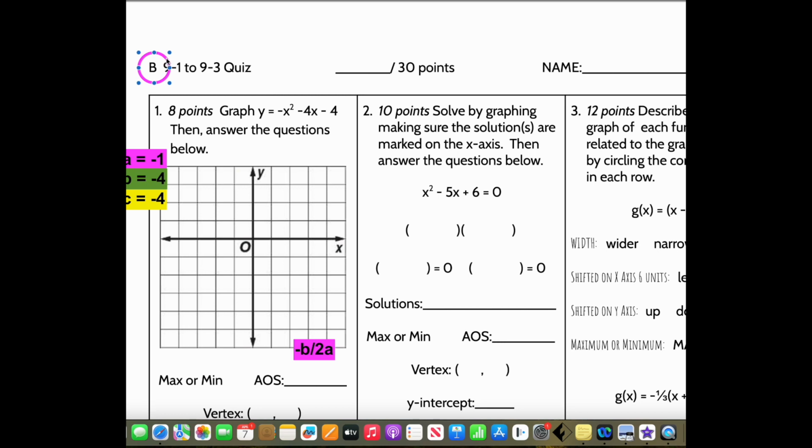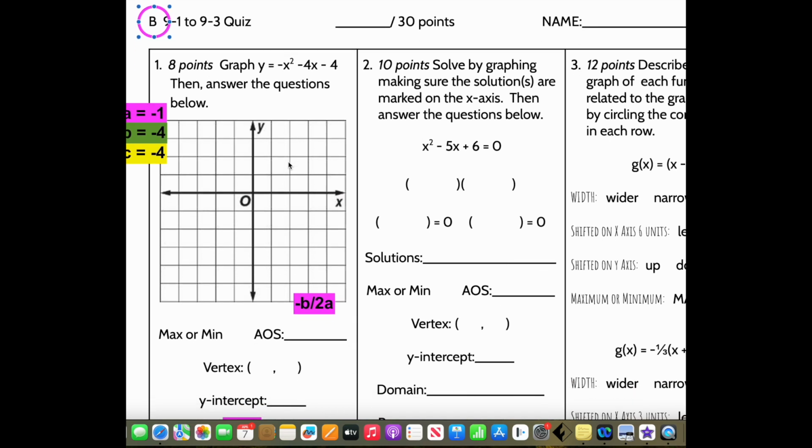If you had quiz B, then here are the correct answers. For the first problem, hopefully you recognize that the value of a is -1. The a value is the coefficient of the x squared. In this case, it's a -1, making it a parabola that opens up downward and making it a maximum.